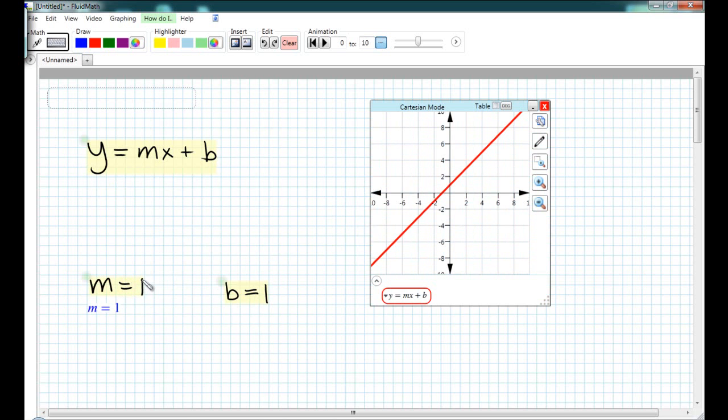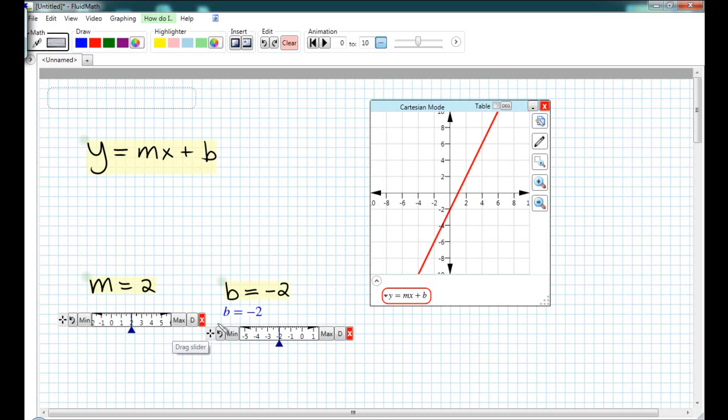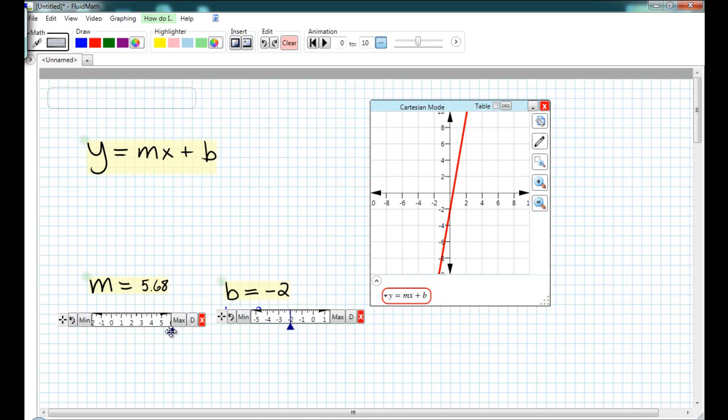The workspace in Fluid Math is dynamic. I can assign a value to m, and the graph changes accordingly. I can do the same for b. I can also create sliders with the slider gesture, a short vertical line written from the equal sign of an assignment. Sliders allow you to dynamically explore many values of a parameter.